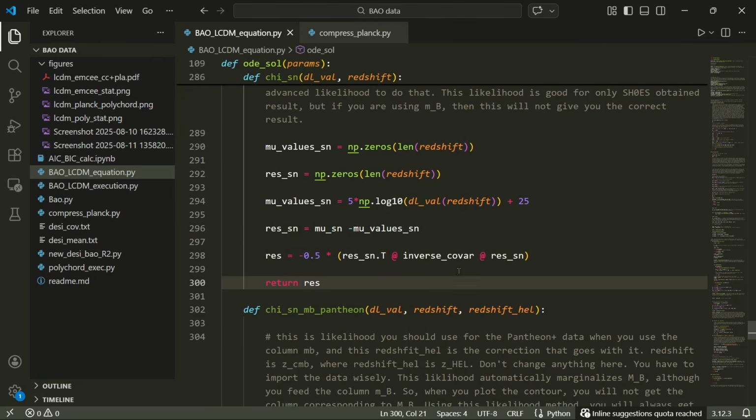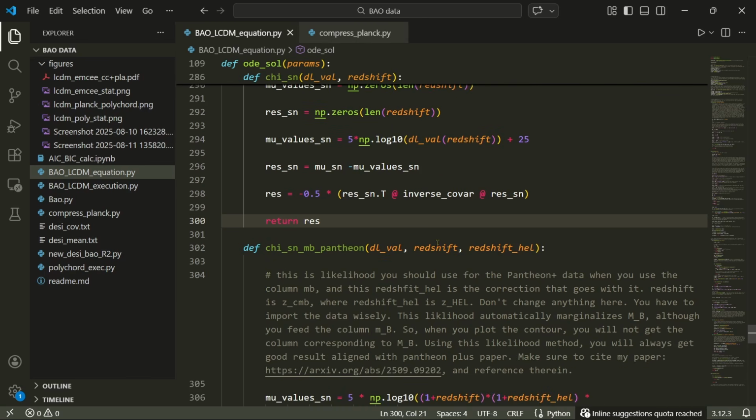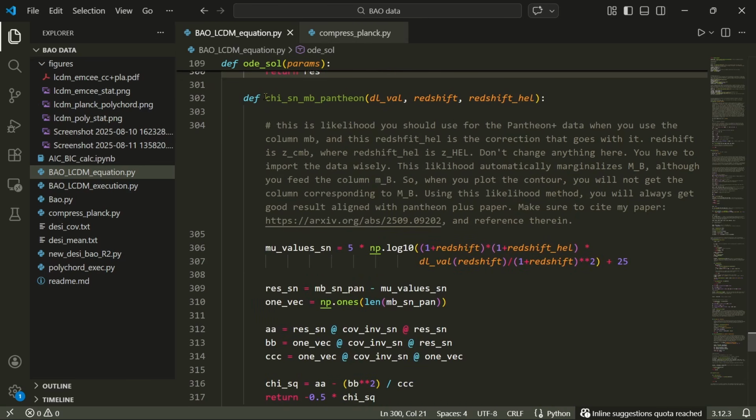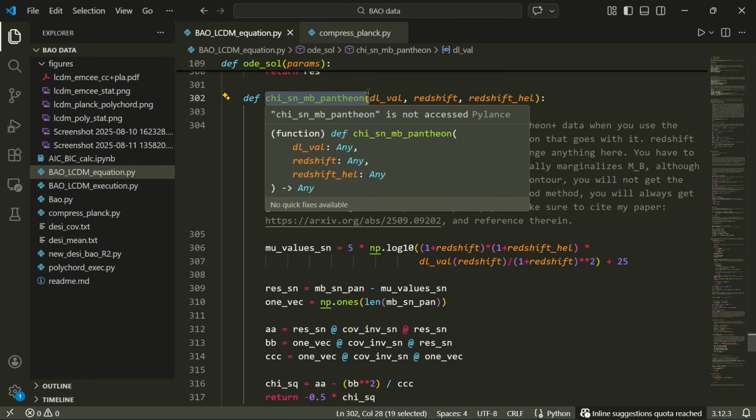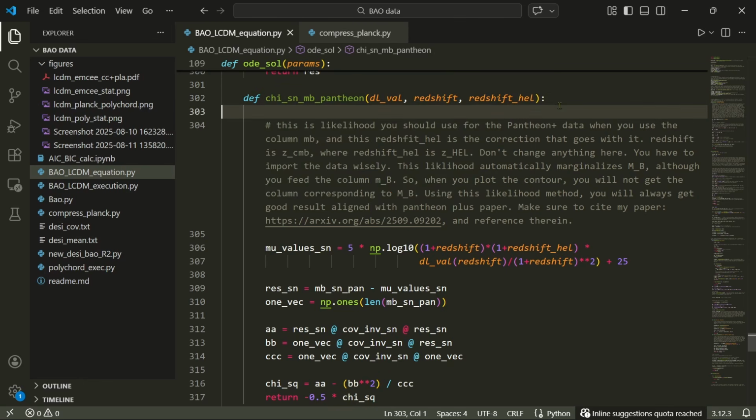Now this is a little bit wrong, I will make it correct. This is the one you have to use for Pantheon data, if you want to use the non-SH0ES calibrated MB. So here you have the DL val, you have the redshift, and another one is redshift helicity. That is actually corresponding to two different redshifts. There is called ZCMB and there is Z helicity. So these redshifts have to be corrected.